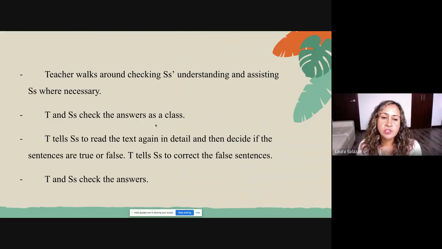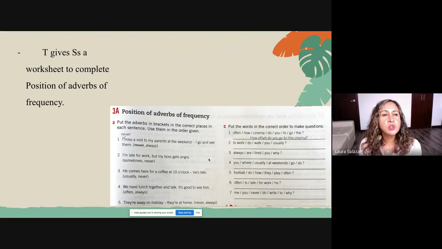Teacher and students check the answer together. Teacher gives the students a worksheet to complete. It is a worksheet about position of adverbs of frequency.